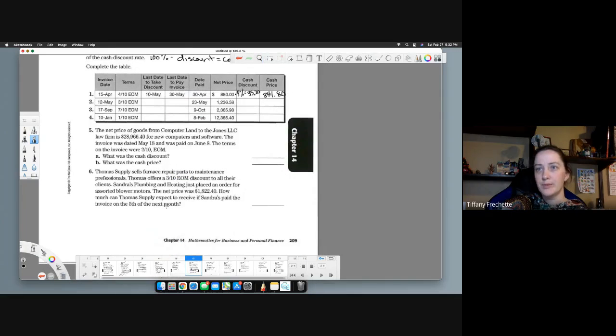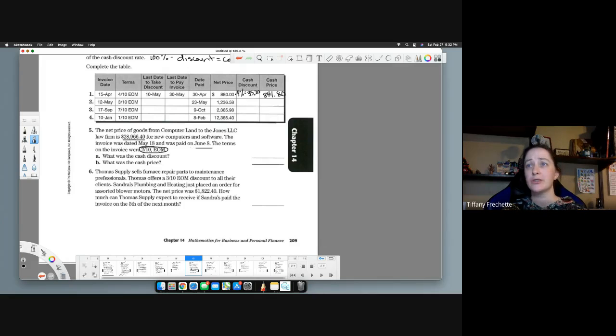All right, so the net price of goods from Computerland to the Jones LLC law firm is $28,966.40 for new computers and software. The invoice was dated May 18th and was paid June 8th. The terms on the invoice were 2/10 EOM. So remember that's 2% if paid in 10 days from the end of the month. What was the cash discount?